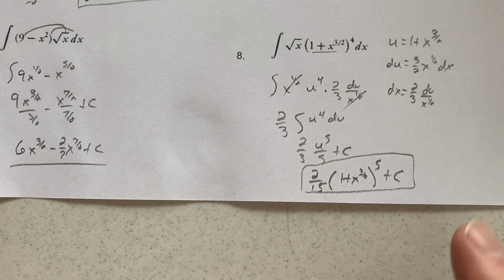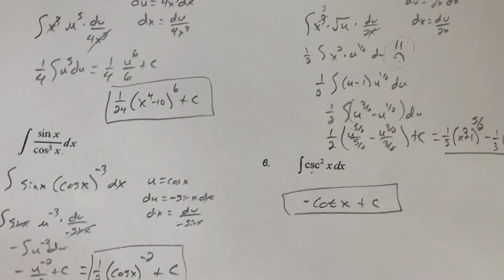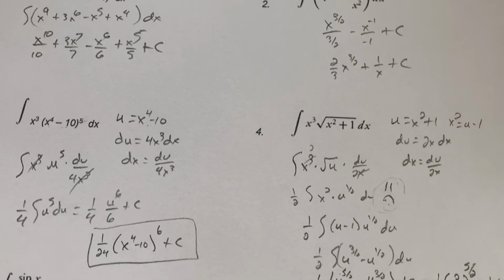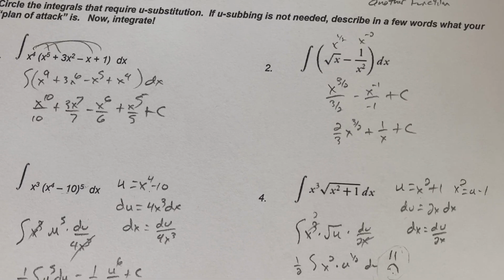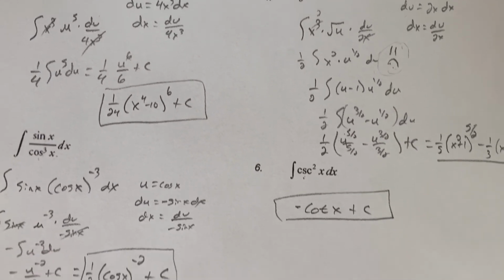All right, so that's that front page. Some of those are a lot harder than anything you'll see on an AP. Some of them are pretty much right in line. But the idea is, when would I u sub? When I see some function inside of another one. Otherwise, I'm going to find something else to do for it.